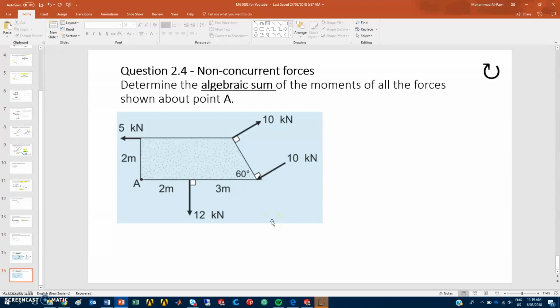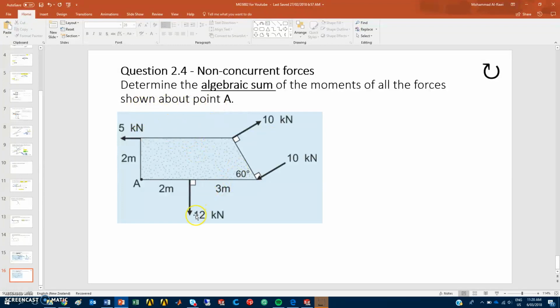Hello. I'll try to solve this question, one of the questions from non-concurrent forces, question 2.4. A couple of you got the question wrong in the quizzes, so I decided to solve it for you guys. The question reads: determine the algebraic sum of the moments of all the forces shown about point A.